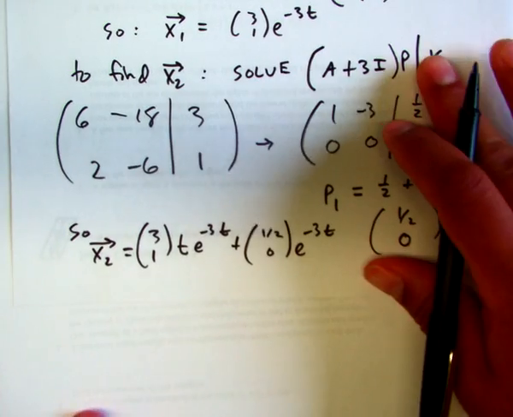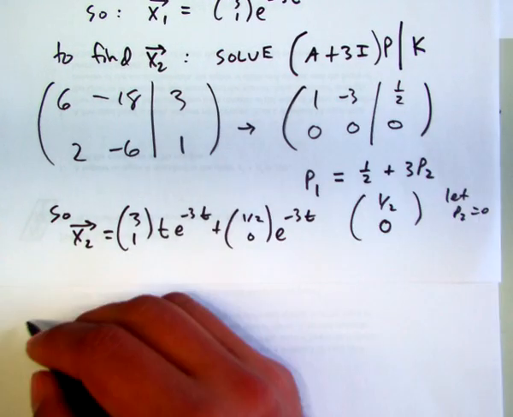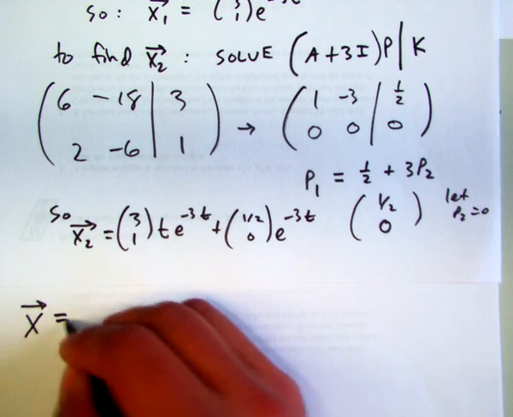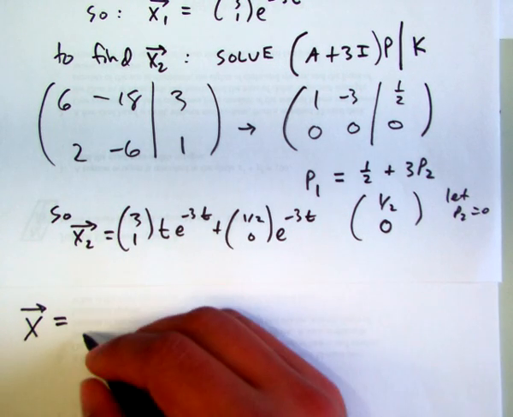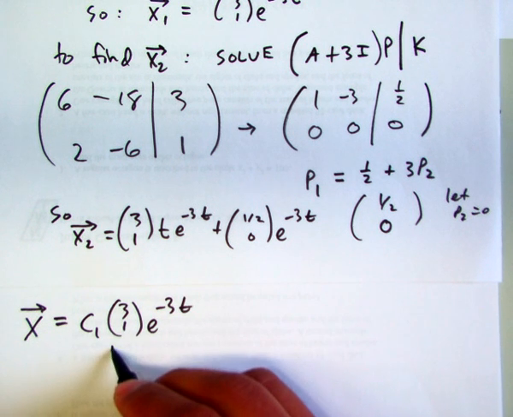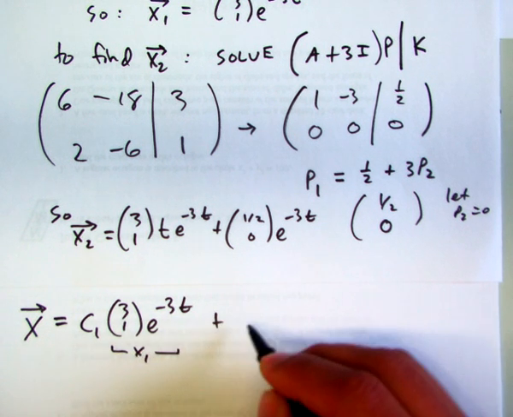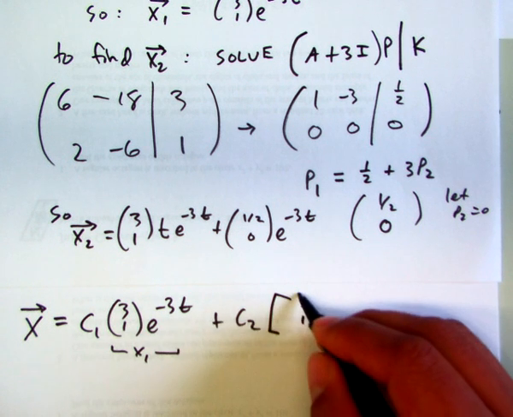Okay? So, our final solution, we're going to combine x1 and x2 with the superposition principle, so we get c1, 3, 1, e to the minus 3t. There's our x1, right? Plus c2, and now we'll throw in x2.